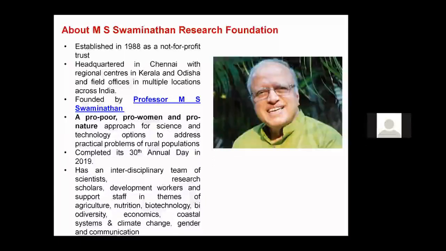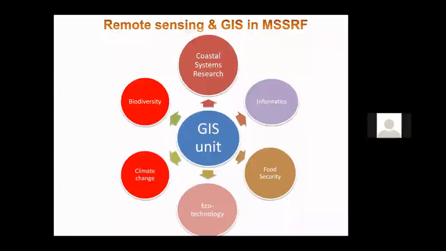in the teams of agriculture, nutrition, biotechnology, biodiversity, coastal zone management, climate change, and gender and communication. GIS and remote sensing, as you all know, is one of the tools I can use for any department, so it's a cross-cutting department in our foundation. We use GIS and remote sensing extensively for coastal system research, food security, ecotechnology, biodiversity, and climate change.